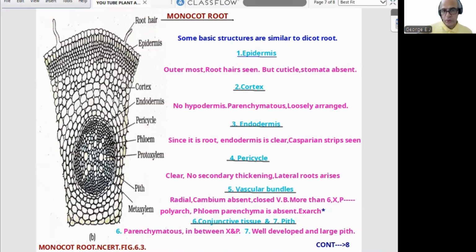Cambium is absent, so it is closed. Vascular bundles are more than 6, whereas in the previous case it was 2 to 4. So xylem and phloem will be more than 6, alternately arranged on different radii. So more than 2, 3, it is called polyarch.